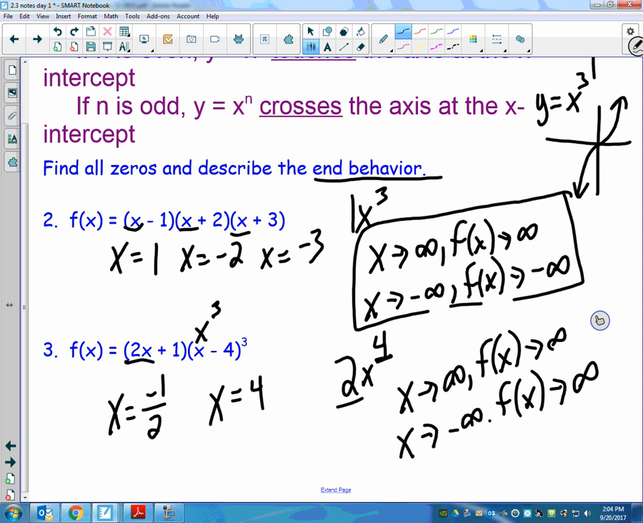What? I keep putting commas after f of x. I don't know. You're just missing the little.